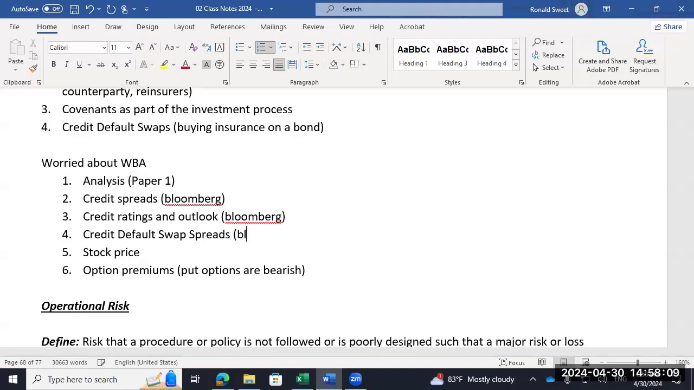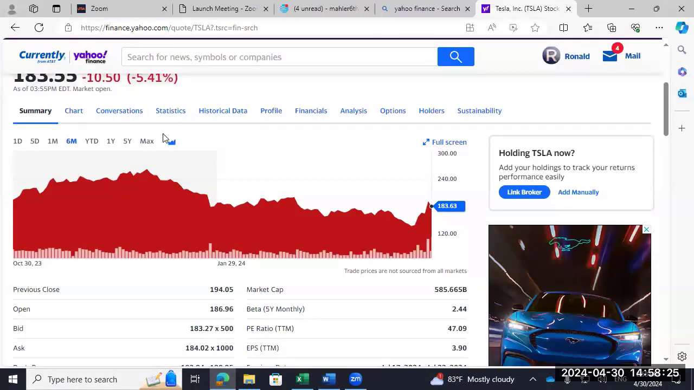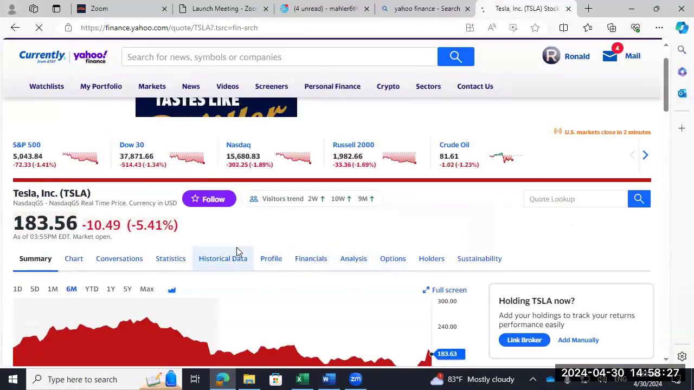This you can get from Bloomberg. Stock price, you can get that from Yahoo Finance. Option premiums, guess what? You can get that from Yahoo. Did y'all know Yahoo Finance has options? So if you're looking at Tesla, there's their options right there.